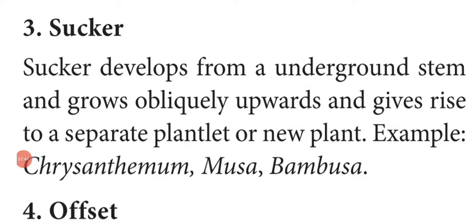Dear students, the next type is sucker. A sucker is developed from the stem which is located in the underground and grows upwards, that means above the ground level, to give rise to a new plant. Example, chrysanthemum, musa, bambusa. Chrysanthemum, that is samandipu. Musa, that means plantain tree, vazhamaram. Then bambusa, that is moongil. These three plants are the example of sucker plant.